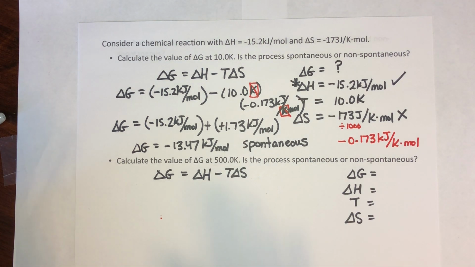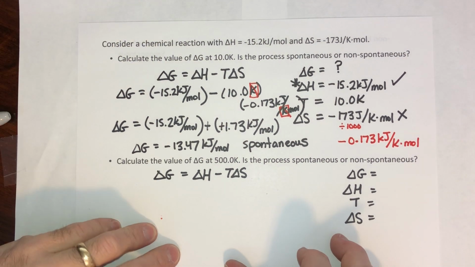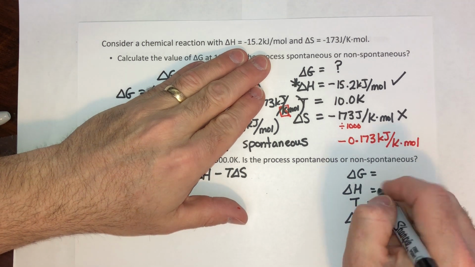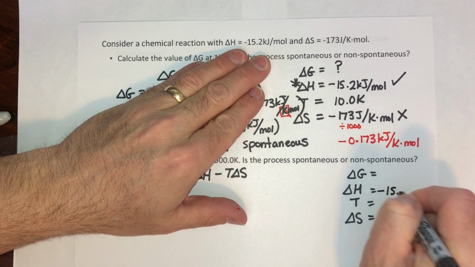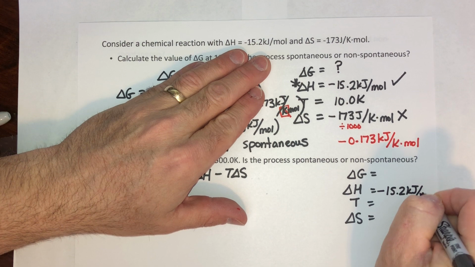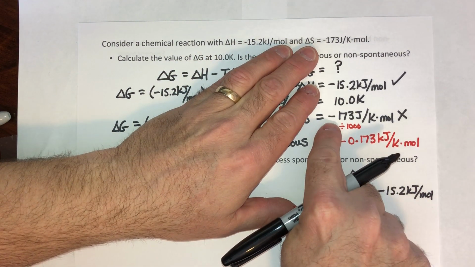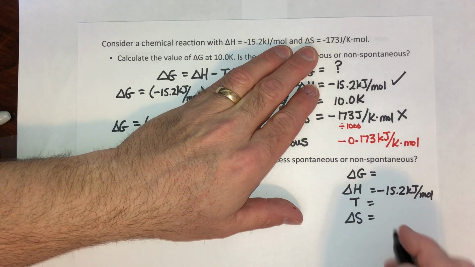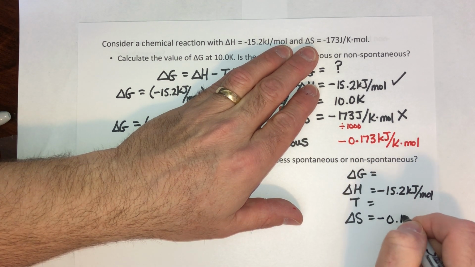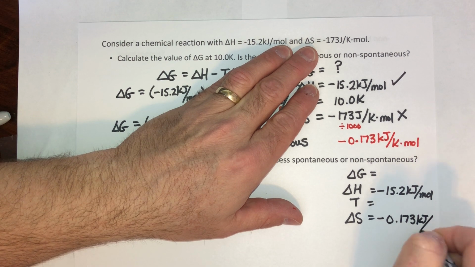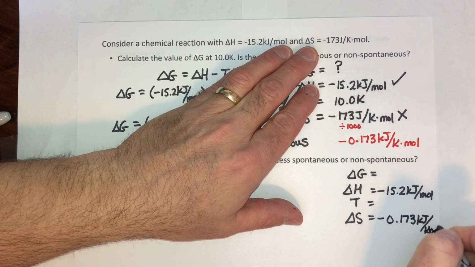It's just a lot nicer when you've practiced your problem a few times, right? It makes it easier for you to understand it, and it makes it easier for whoever's correcting it to understand it as well. Now, for this problem, I'm going to keep the same delta H. The delta H is still a minus 15.2 kilojoules per mole. I'm going to keep the same delta S, and I've already divided it by 1,000, so I'm going to keep that one. Minus 0.173 kilojoules per Kelvin mole.